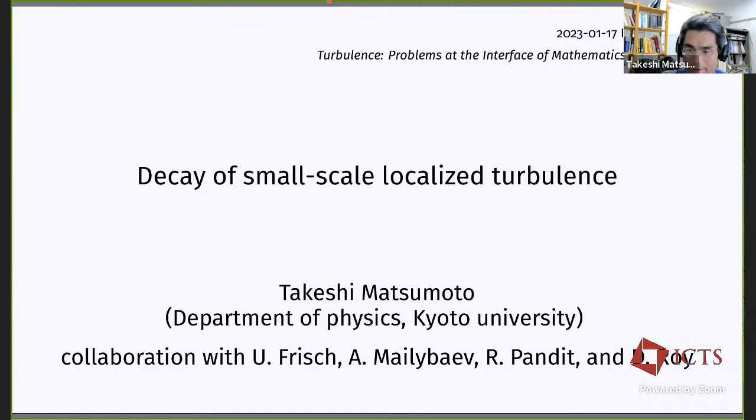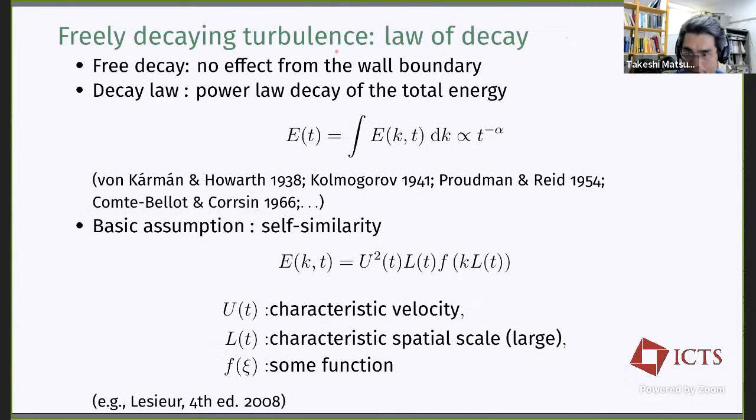So it's about decaying turbulence, and how the total kinetic energy decreases as a function of time. As explained in Uriel's talk this morning, the problem of decay of turbulent flow has a very long history. By free decay, we usually mean we assume there's no effect from the boundary. So let's say the turbulence develops away from the wall, and we would like to understand how the energy away from the wall decreases as a function of time.